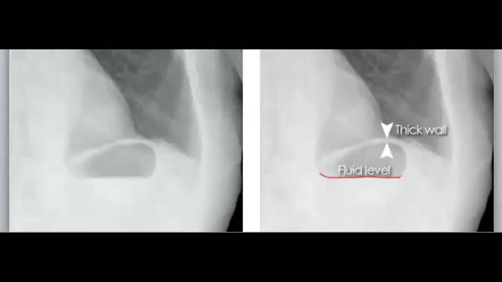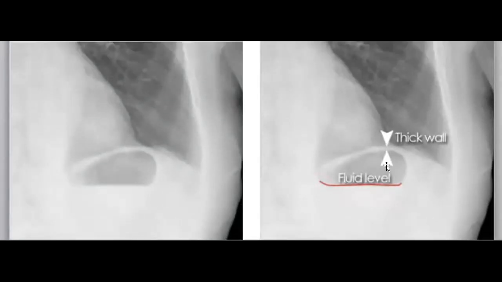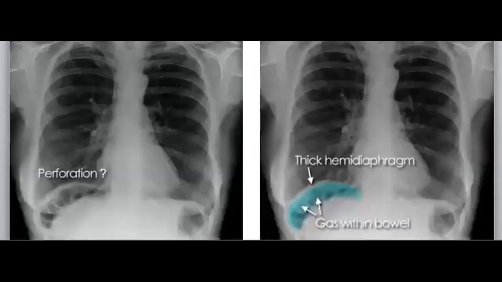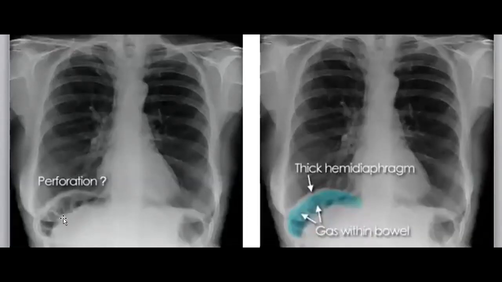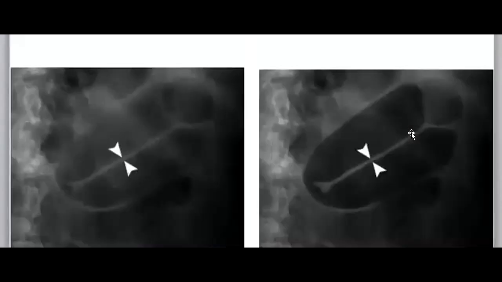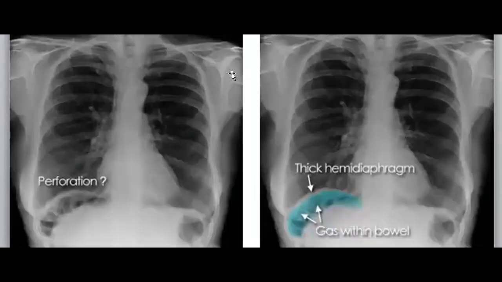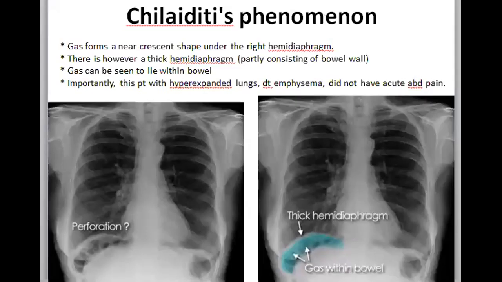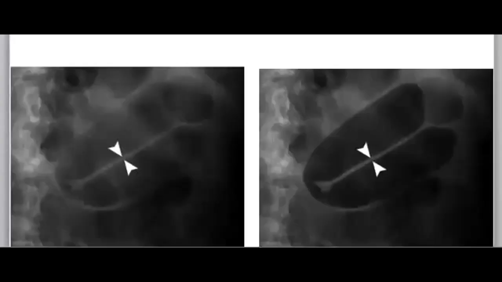Okay. This is normal, where you see the thick wall of the diaphragm and you can see the bubble of the stomach. So what is this? Gas with insinuation. Yes, Chilaiditi syndrome. Everyone knows Chilaiditi. Chilaiditi phenomenon. This can also be considered normal.